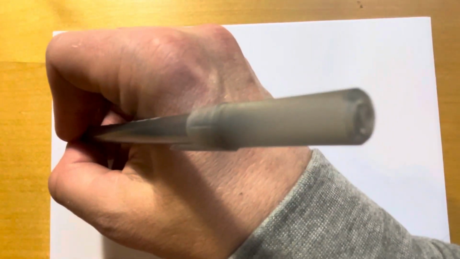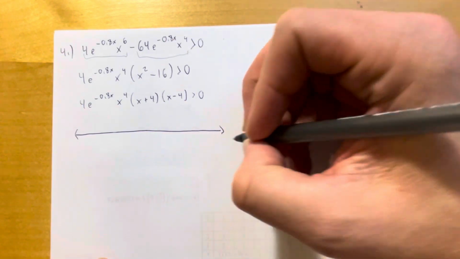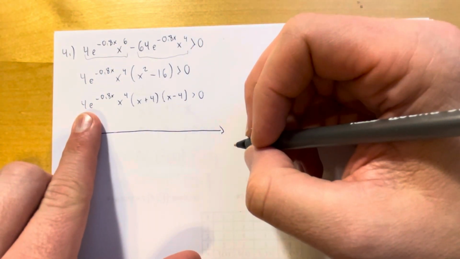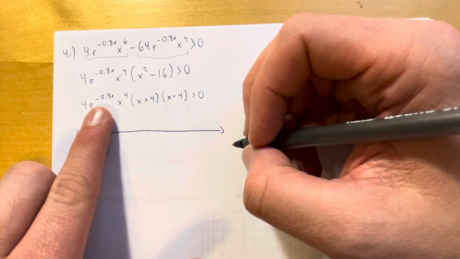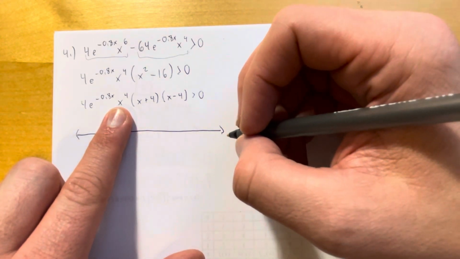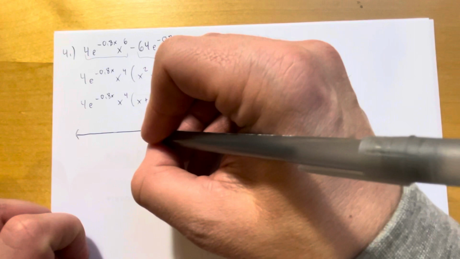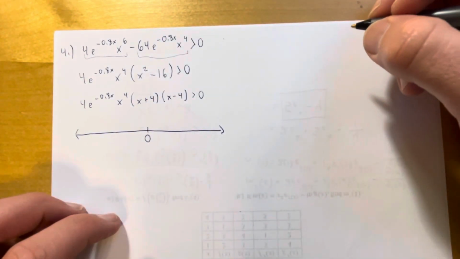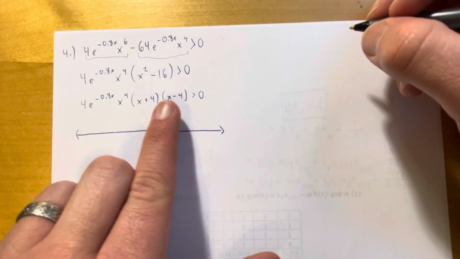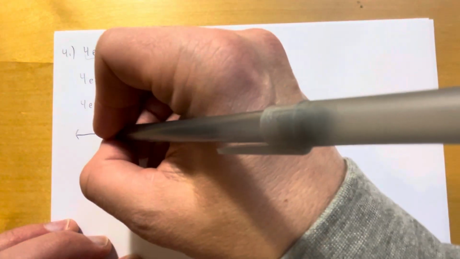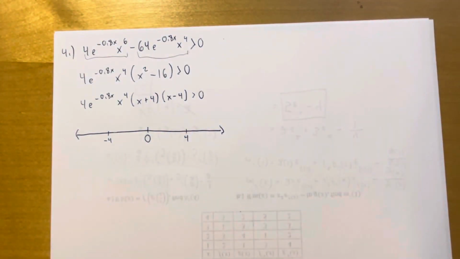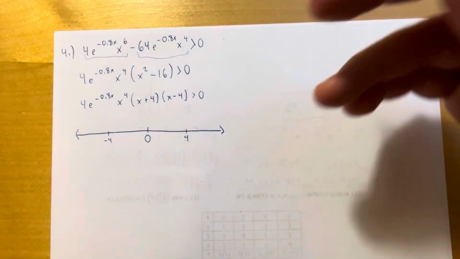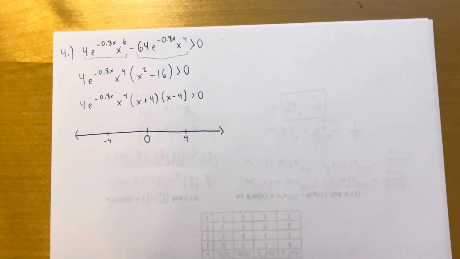I can start looking for zeros and put them on my number line. This exponential function, like we said before, is never equal to 0, so we can ignore that. X to the 4th, if I set that equal to 0, then 0 is how I would get a 0 from that. And then here, negative 4 and here, positive 4 would give me a 0. So negative 4 and positive 4. Those are going to partition my number line into 4 subintervals. And I'm going to look at the results in each one.